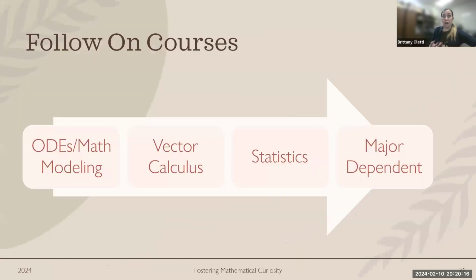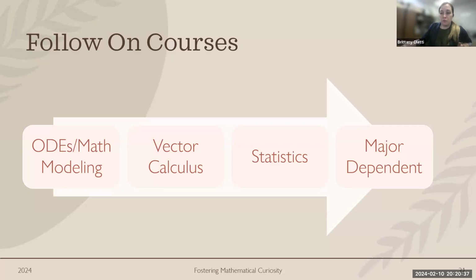The things that they will do after our course, for context, is they will go from our class into vector calculus, or they can test out of it if appropriate. And then they will move into statistics. And that's kind of it in terms of the math department, unless they choose to be a math major, which would be great, right? But otherwise, this is the experience that they have here. And then they go on to do their major dependent courses.